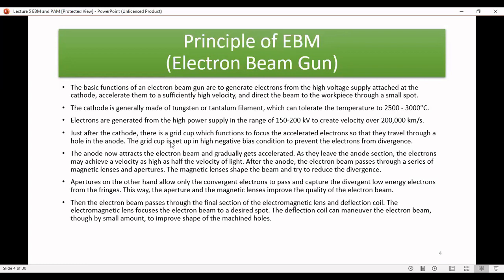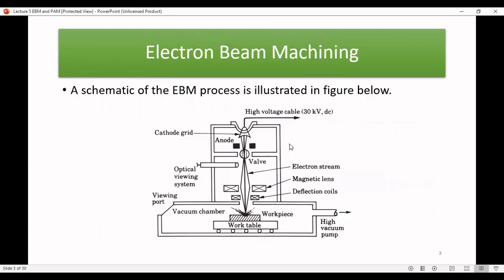Just after the cathodes, there's a grid cup which functions to focus the generated electrons so they travel through the hole in the anodes. The grid cup is set at a high negative bias to prevent electron divergence. So from here, electrons accelerate to the anodes, and there's a grid here, and the grid is negatively biased.